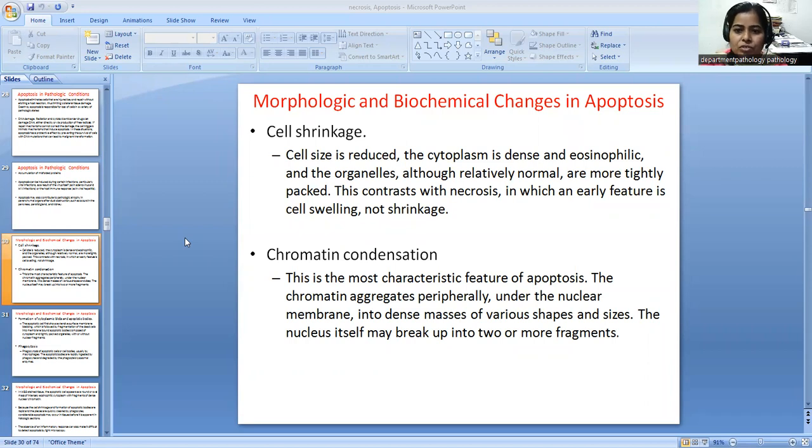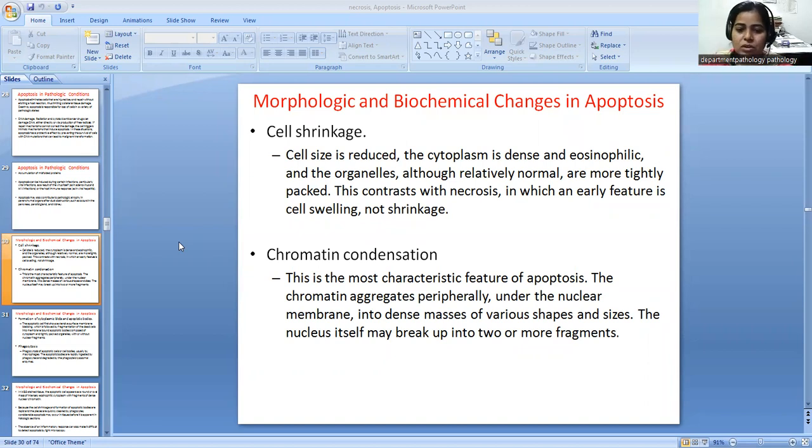Pathological and biochemical changes in apoptosis. Cell shrinkage: cell size is reduced. The cytoplasm is dense and eosinophilic, and the organelles, although relatively normal, are more tightly packed. This contrasts with necrosis, in which an early feature is cell swelling and not cell shrinkage.